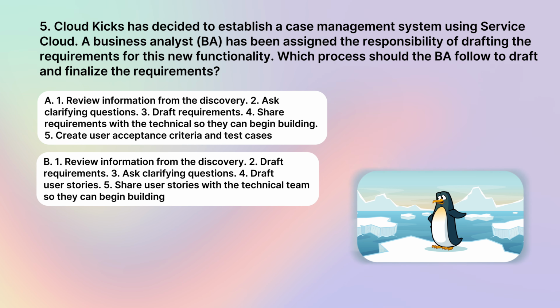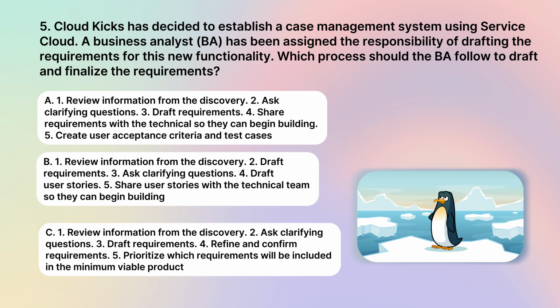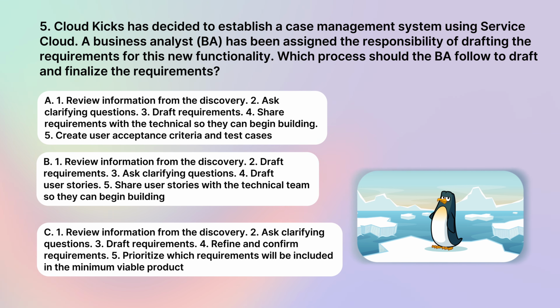B. 1. Review information from the discovery. 2. Draft requirements. 3. Ask clarifying questions. 4. Draft user stories. 5. Share user stories with the technical team so they can begin building. C. 1. Review information from the discovery. 2. Ask clarifying questions. 3. Draft requirements. 4. Refine and confirm requirements. 5. Prioritize which requirements will be included in the minimum viable product.